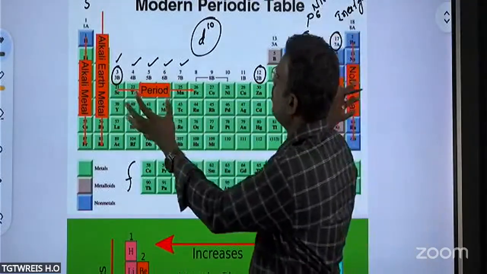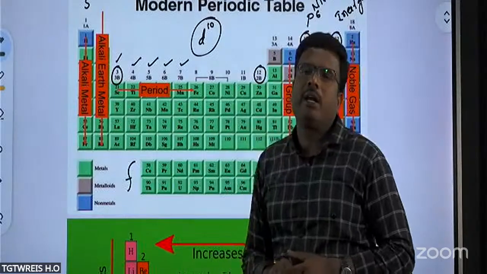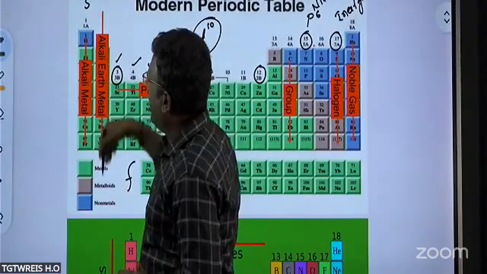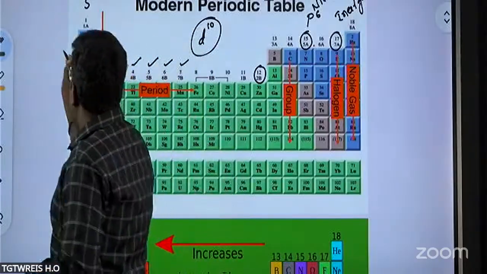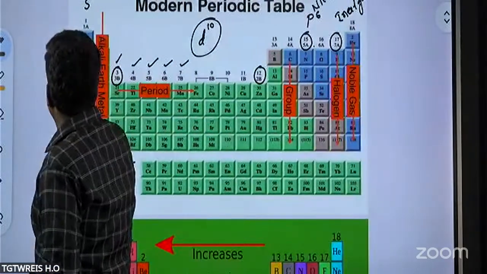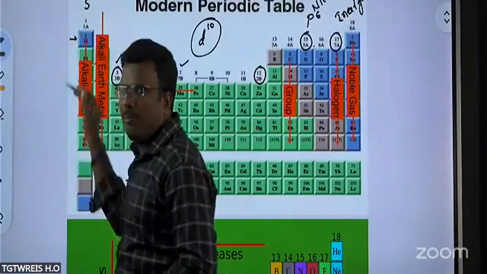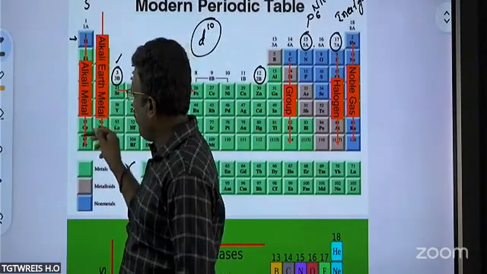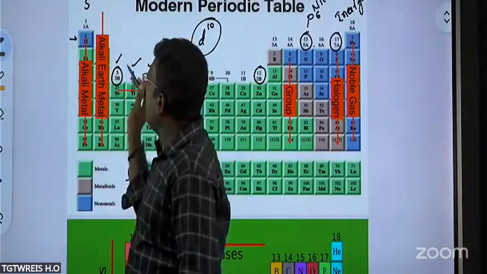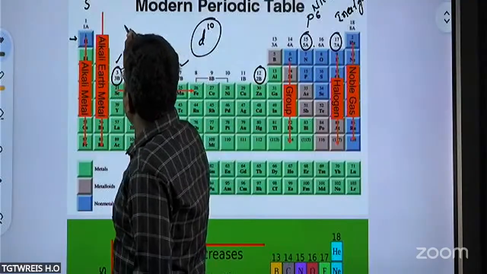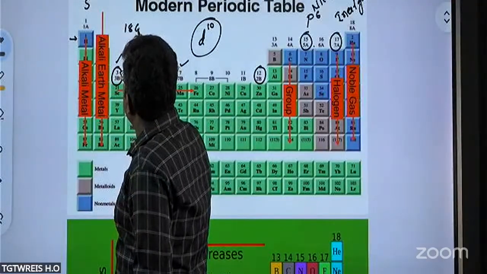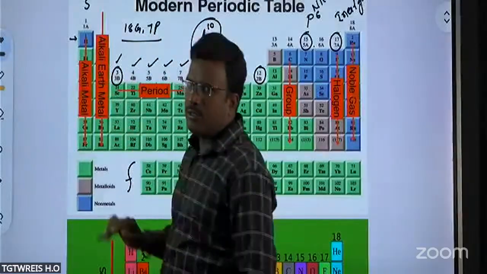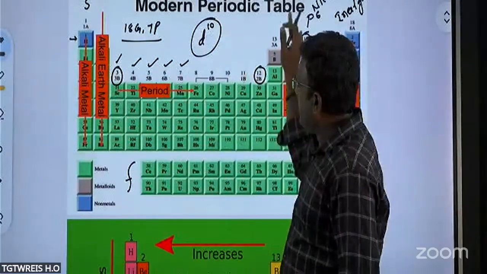How many groups are there in the modern periodic table? 18 groups. Groups are nothing but vertical lines, and the horizontal rows are called periods. How many periods are there? It was already covered in the previous class: 1, 2, 3, 4, 5, 6 up to 7. So in the modern periodic table there are 18 groups and 7 periods. This is a complete picture of the previous class.